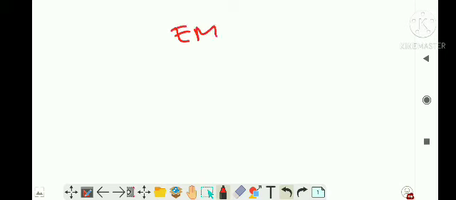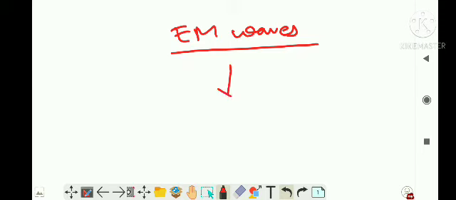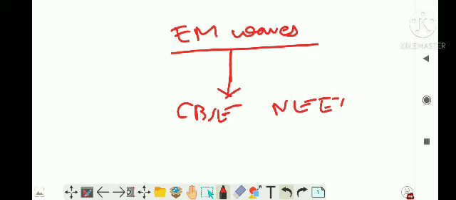EM waves is one of the simplest chapters of your entire 12th syllabus of physics. And happy news, the least amount of marks comes from this, both from the CBSE point of view as well as NEET or any entrance examination. It's one of the easiest chapters because very rare questions come from EM waves. CBSE expects only two marks, questions come up.